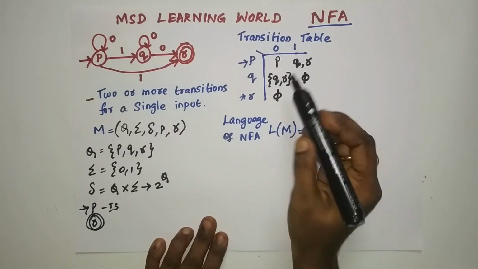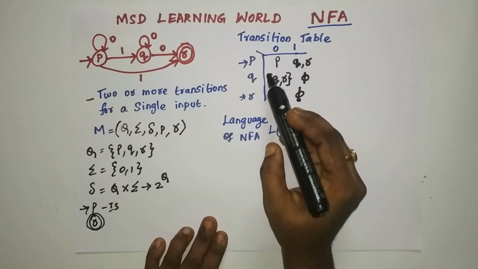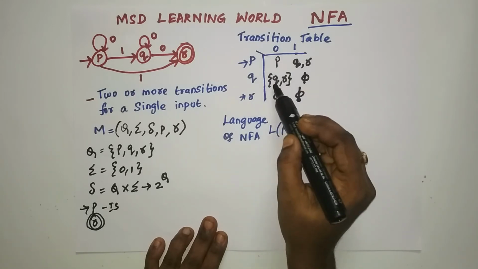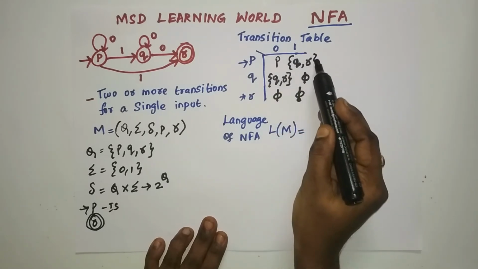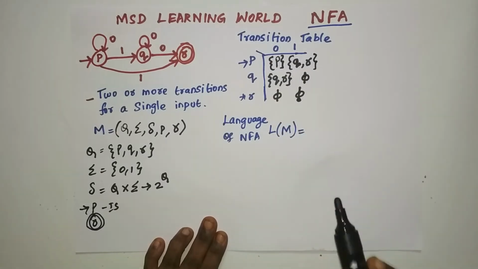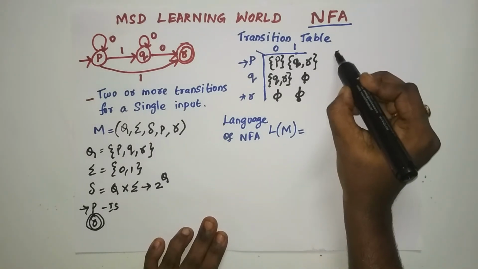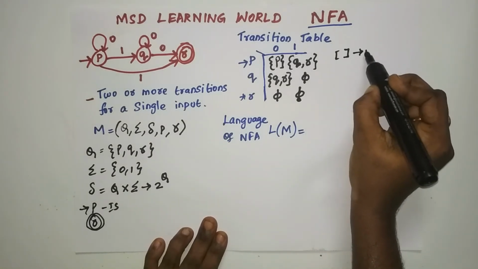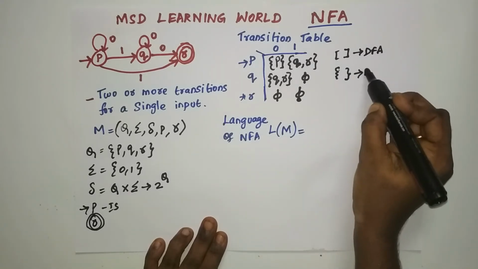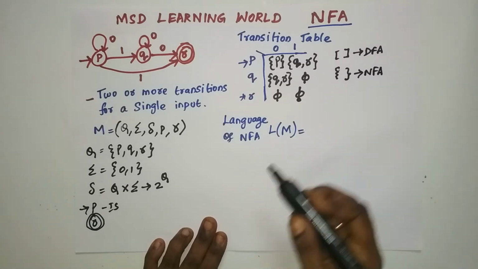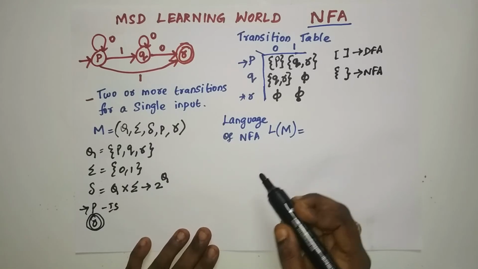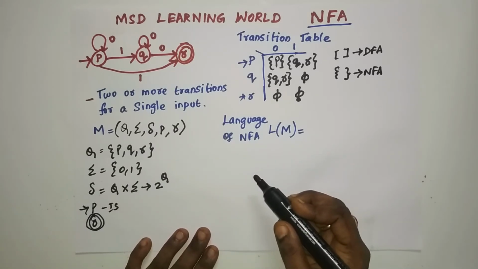So how can we differentiate this from the transition table for a DFA? Since for a single input symbol the machine is going to one or more states, it is represented with a set, using braces. Even if you have a single state, you must represent it with braces. If it is denoted with brackets, then it is a DFA. If you denote it with braces, then it is an NFA. So by seeing the transition table itself, we must be able to decide what type of automata is given in the problem.